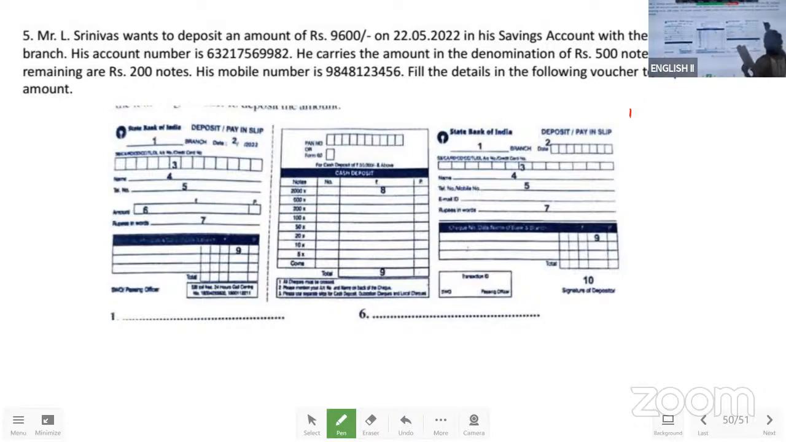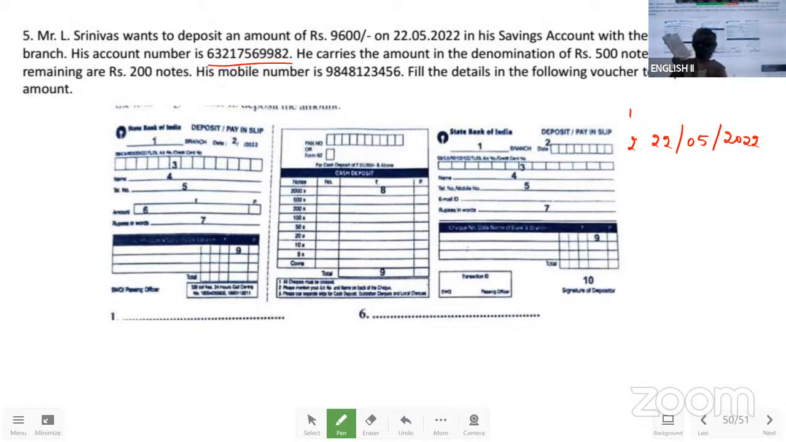Second is the date. This you have to write it. Since it's not mentioned there, I'm writing 22nd, 2022. Though in this it's given 22.05.2022, here you have slashes, as well as in the counter slip, there are slashes. In the main slip, it is boxes. Anyway, in the boxes also you write this way, 22.05.2022. Coming to the third one, it is your account number. Account number is this. So this is the third answer.